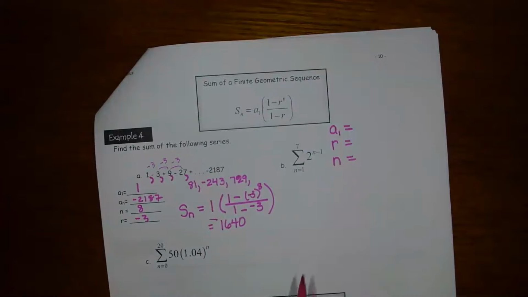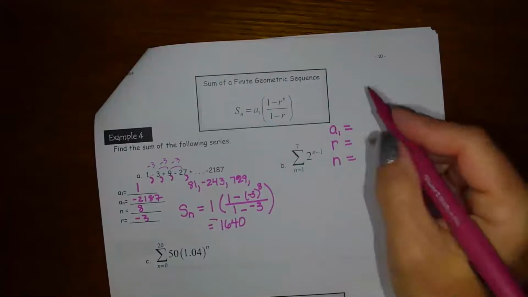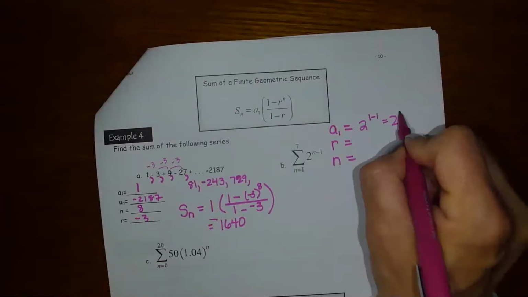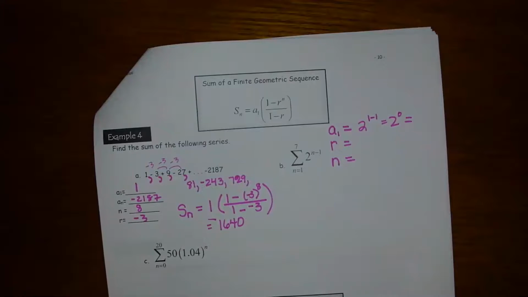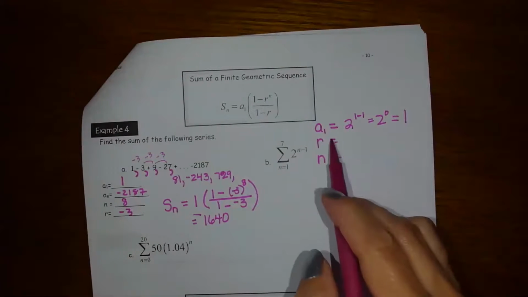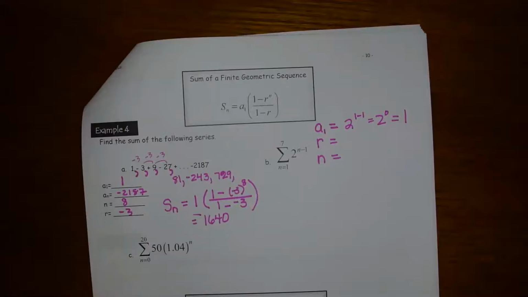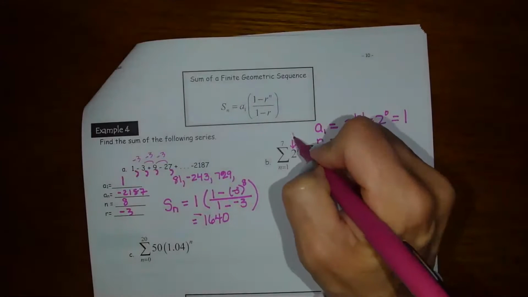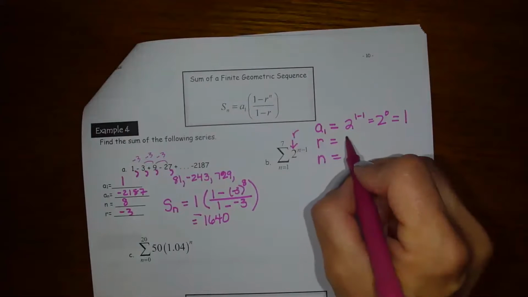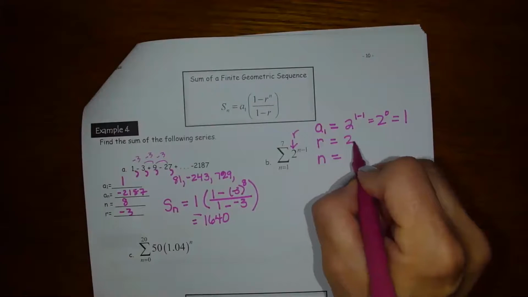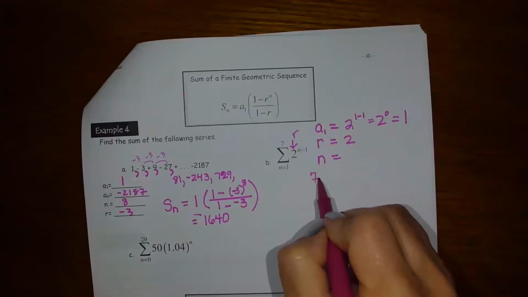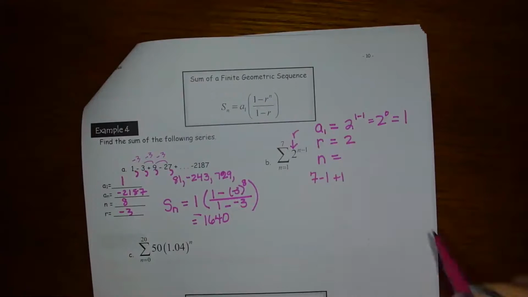So what is A1? You're going to plug 1 in, right? So that's 2 to the 1 minus 1 equals 2 to the 0. And what is 2 to the 0? 1. R. What is R in this case? That's your R. It's whatever's raised to a power, right? So what is R? 2. And what is N? N is 7 minus 1 plus 1, which equals what?